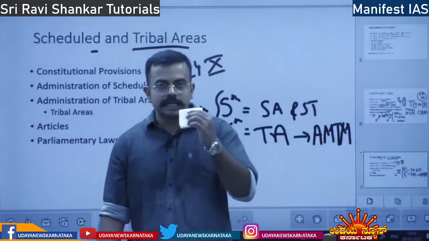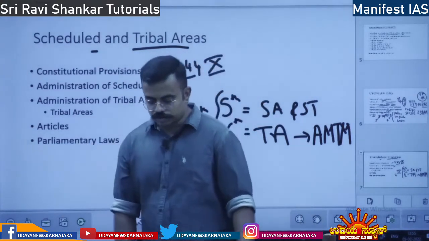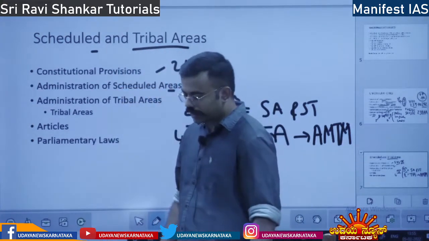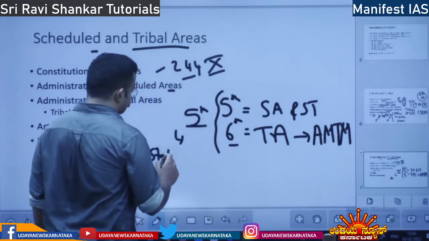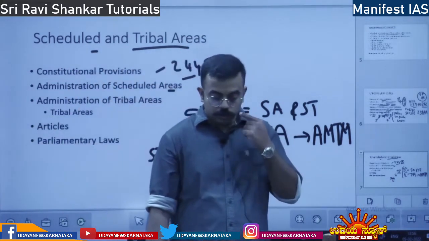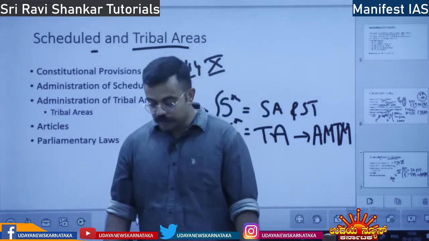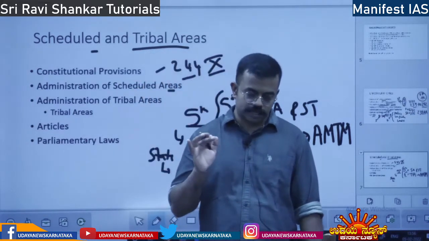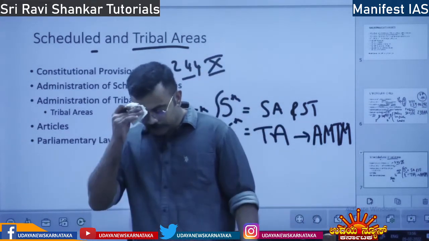So what is the executive power of the center and state when it comes to schedule areas? The executive power of the state extends to the schedule areas. The state has executive powers with respect to items in the state list, right? That executive power also extends to scheduled areas, so there is no difference. But the governor has special responsibility, even though state executive power extends to those areas. The governor has special responsibility with respect to such areas.